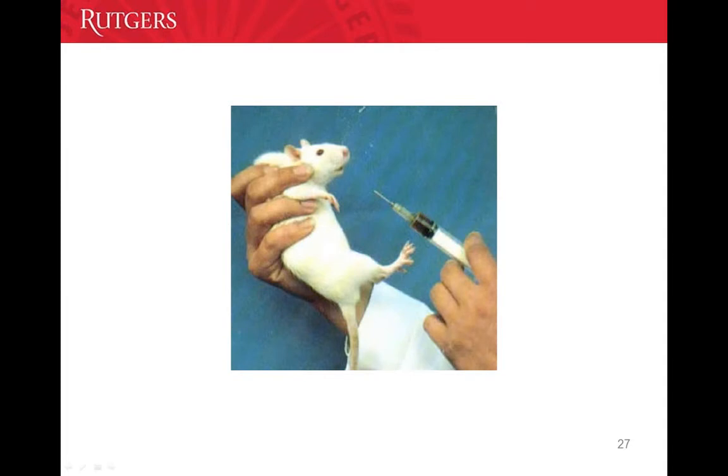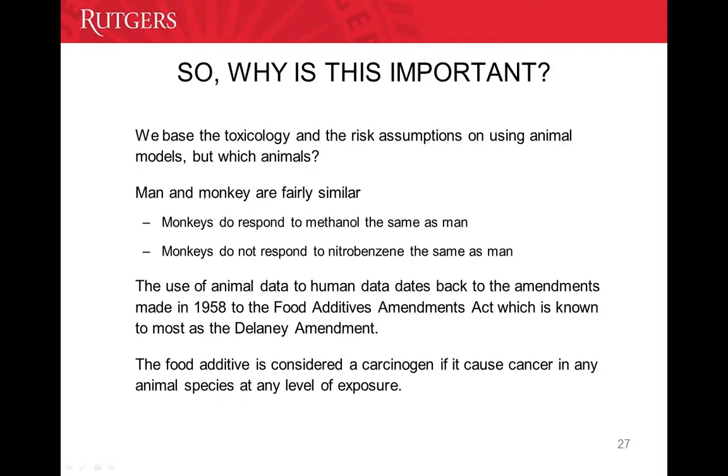And so when we do our studies, of course, to try and determine what is toxic, they're typically done on animals. Rats and mice are the most popular ones. It's important because the animals become models or surrogates for you and me. We base the toxicology and the risk assumptions on animal models. The question, though, becomes, what's the best model? What best represents you and I?